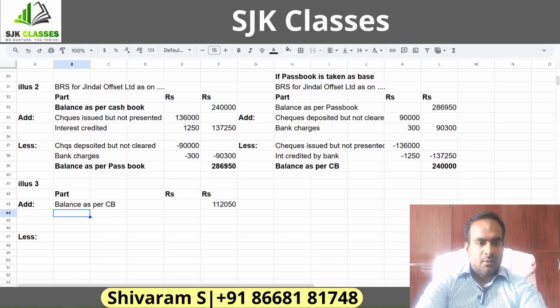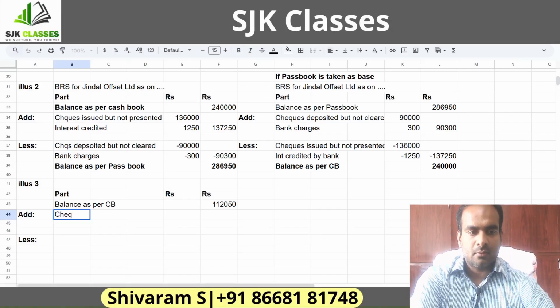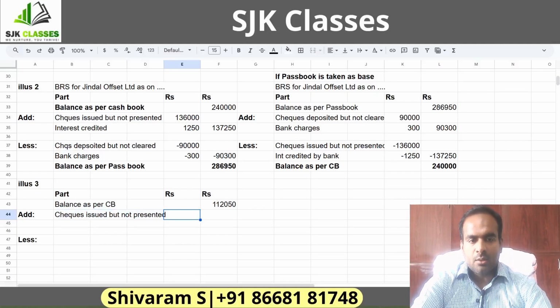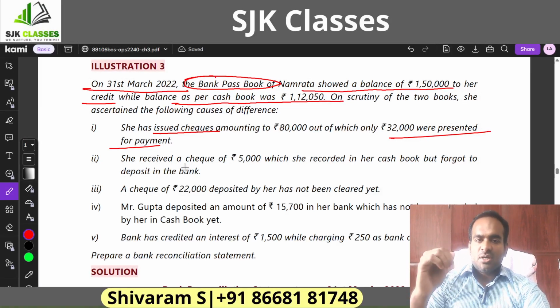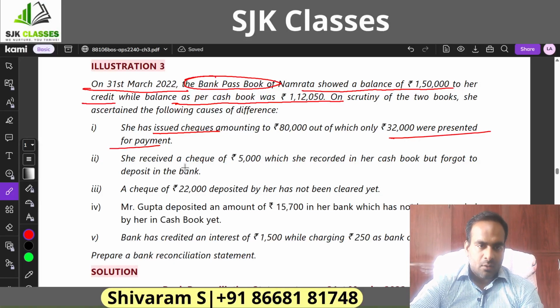So this is a case of addition: checks issued but not presented, and the amount is 48,000 addition. Next point. She received a check of 5,000 which she recorded in her cash book but forgot to deposit to the bank. Now, what is the point here? Received a check means it's a case of receipt.